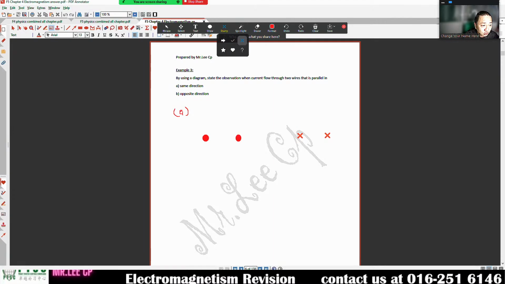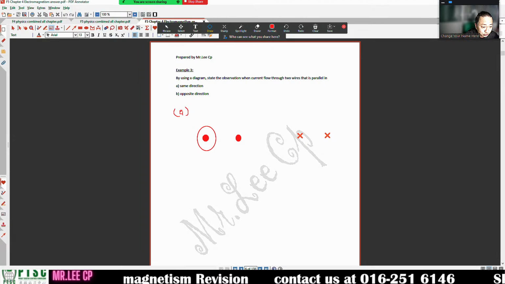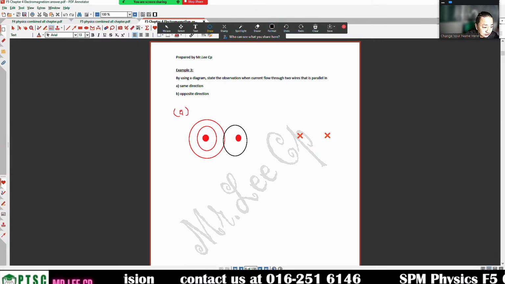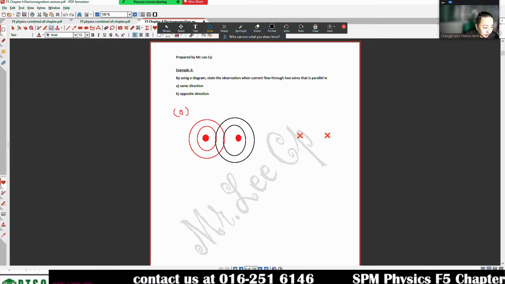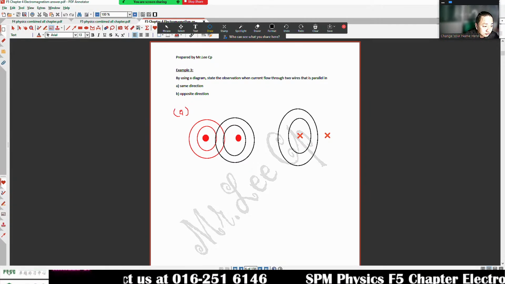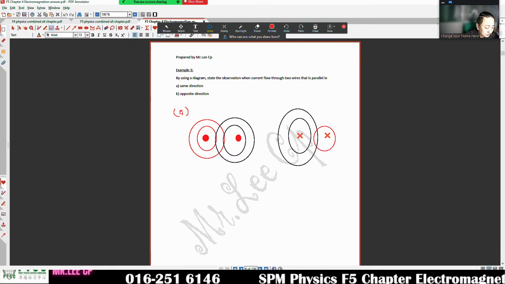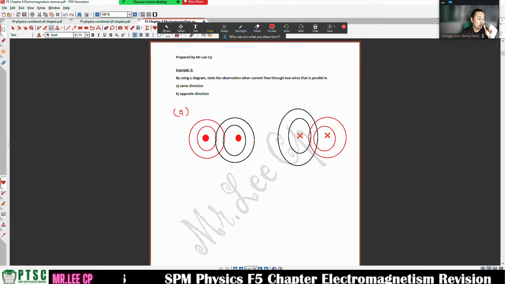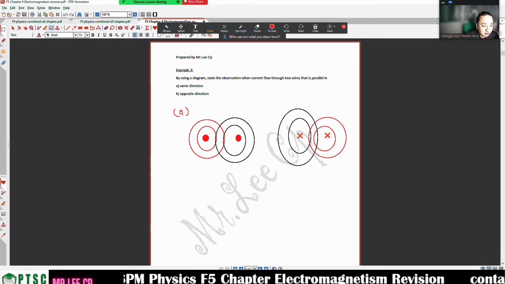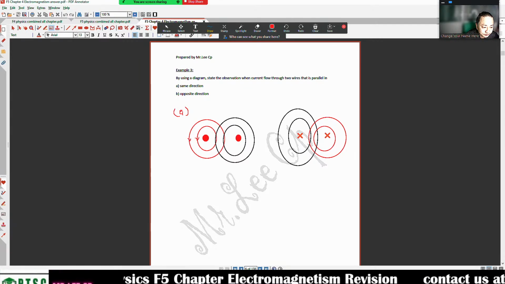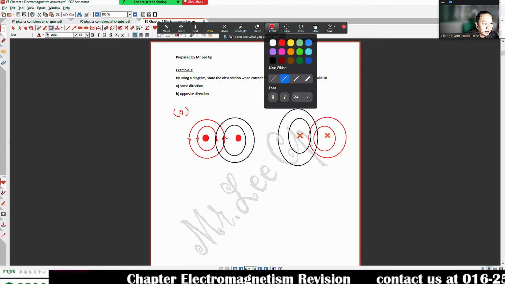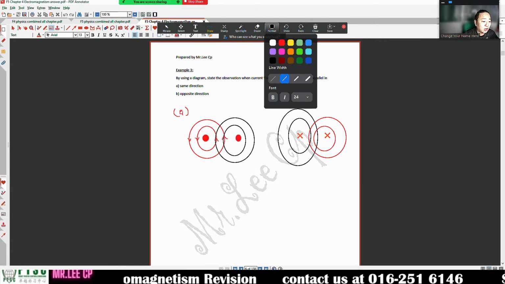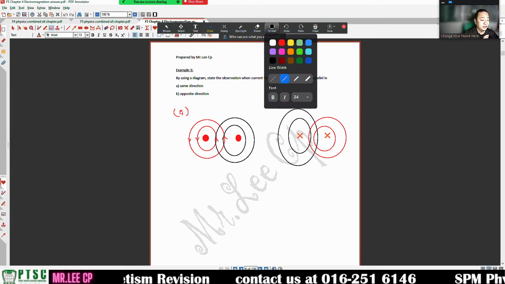So first of all, I want to draw the field. This is the field produced. I use another color. Now this one, the current goes out, so the field goes this way. Now for the other one, the current goes out also, so it goes this way.